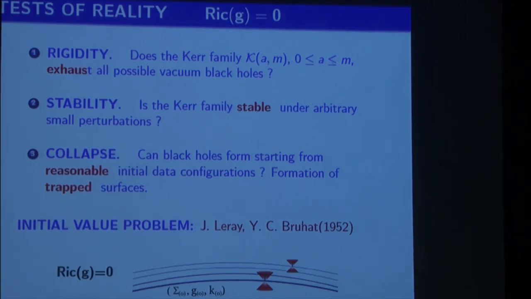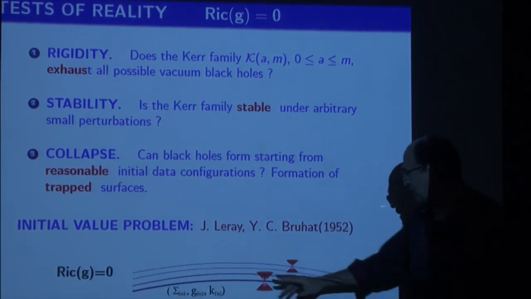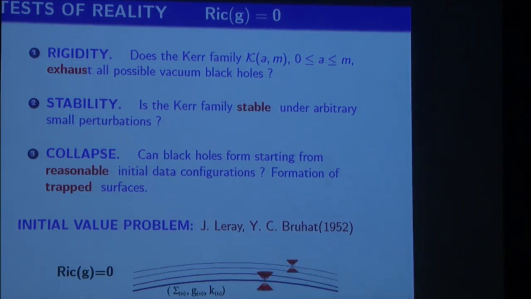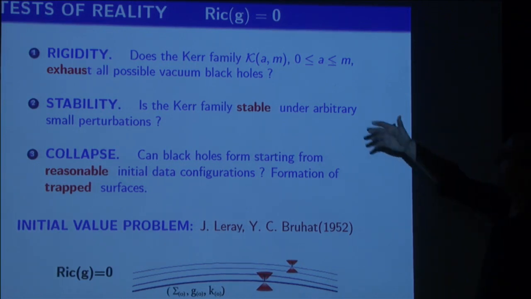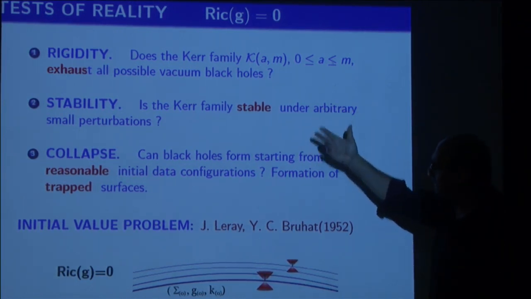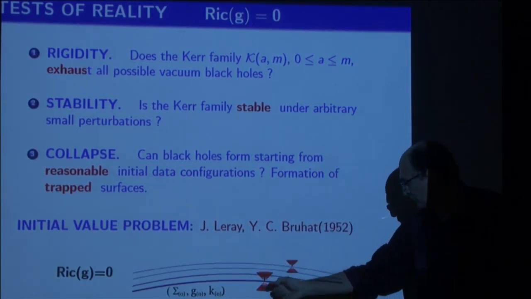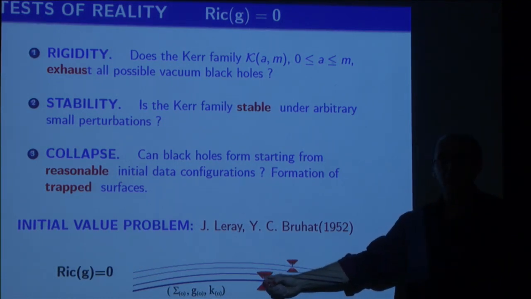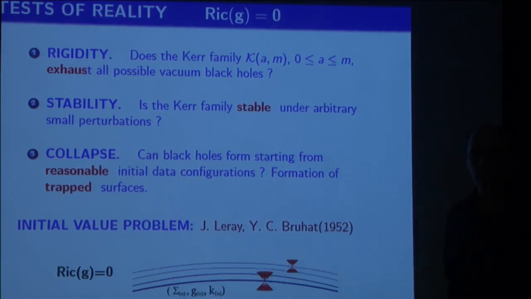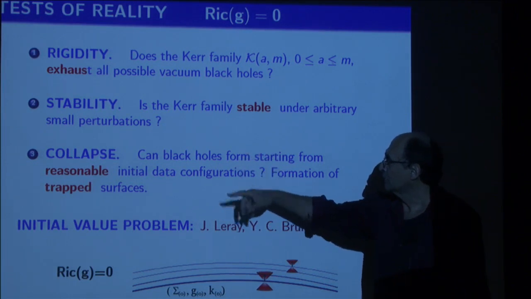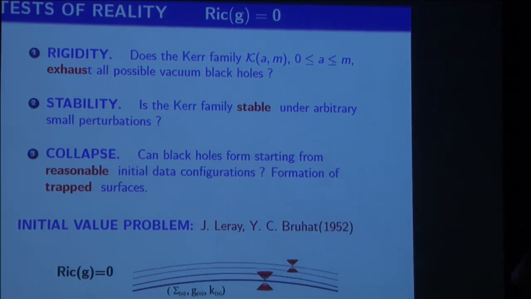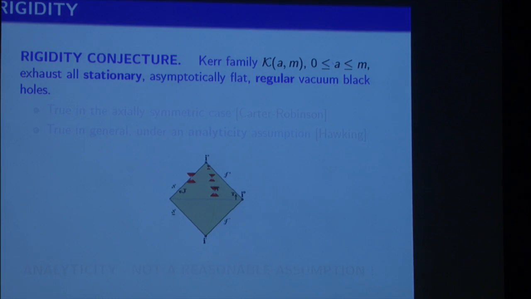I think it was 1949 or 1948 or 49. Anyway, so this is an initial value problem. So of course, for stability, you want to understand in terms of taking initial conditions, which are exactly Kerr, and you want to perturb it a little bit. The issue of collapse, the same thing. You want to take initial data which are free of black holes, and you want to understand how black holes can form. So let's start with the rigidity conjecture.